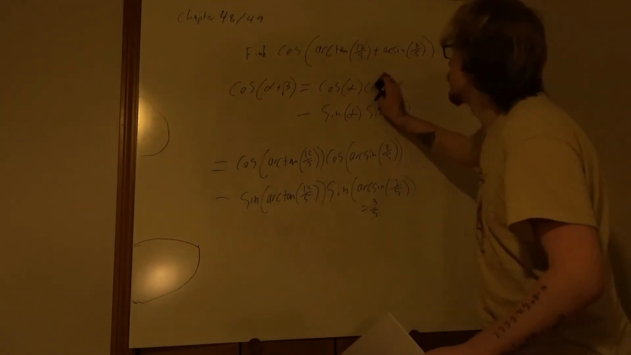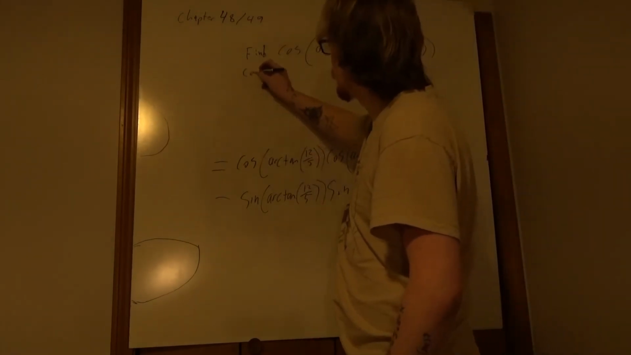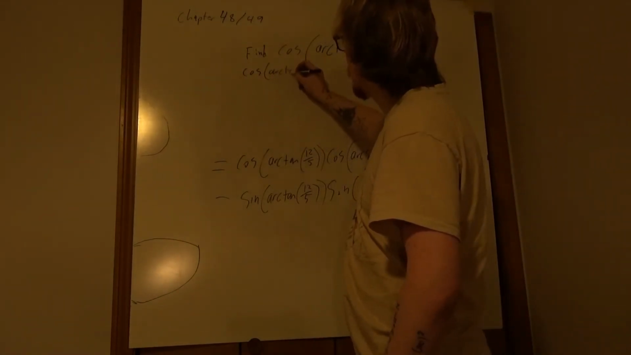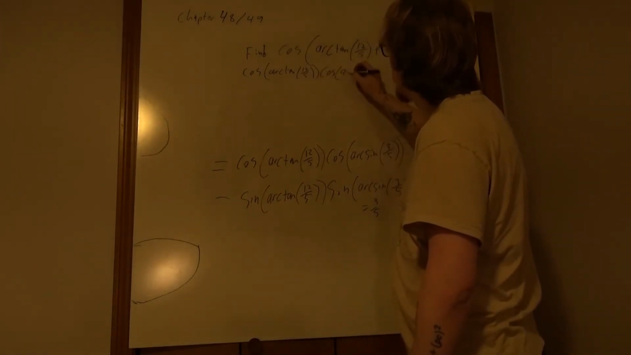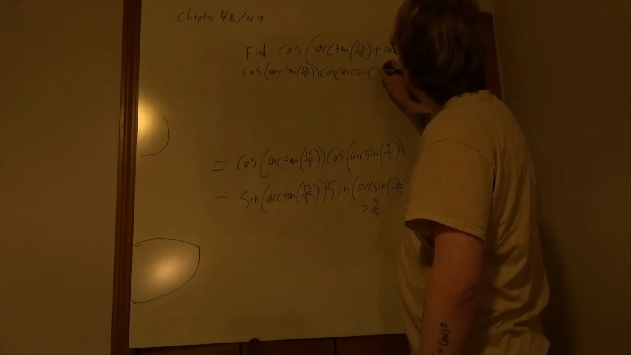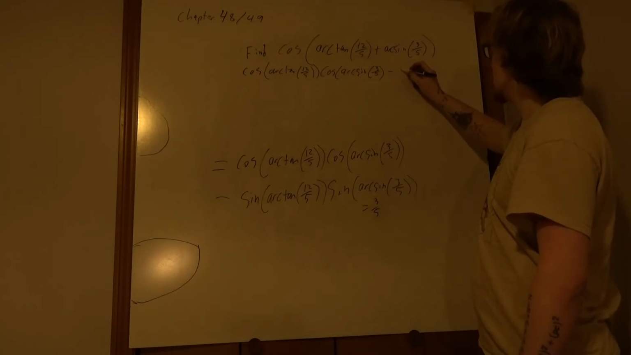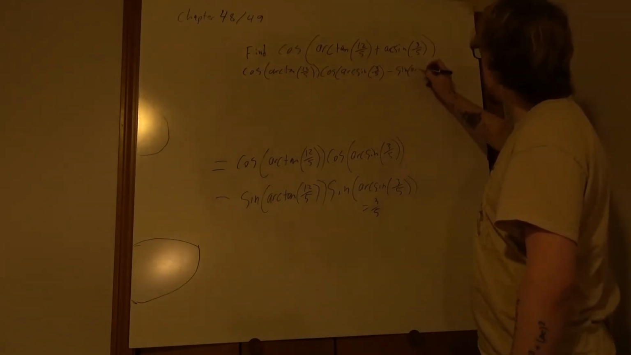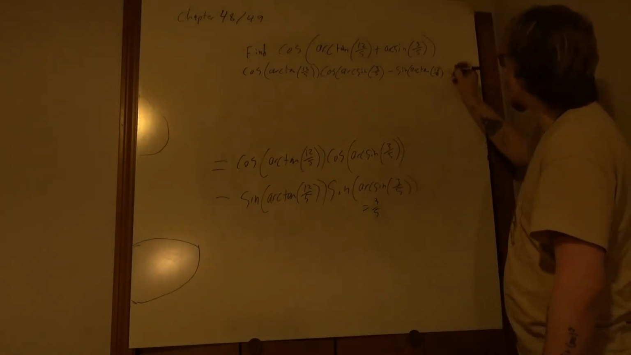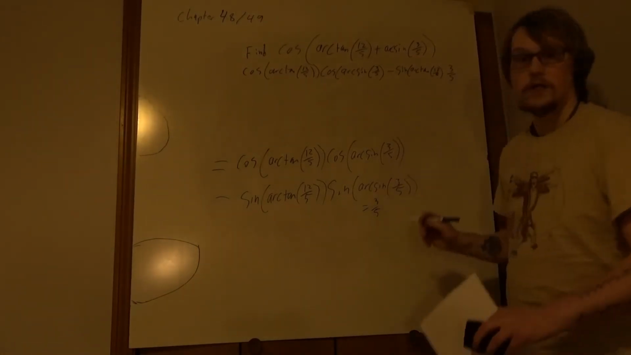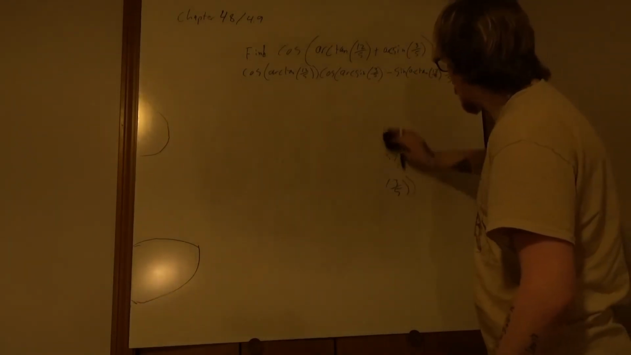So I'm going to give myself a little room here and rewrite this up here a bit smaller. So we have cos of arctan of 12 over 5 times the cos of arcsine of 3 over 5 minus the sine of arctan of 12 over 5, and then this one we already know just turns into 3/5. So now let's start interpreting things.